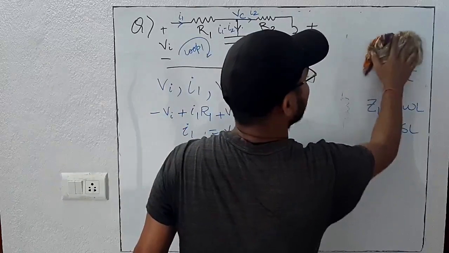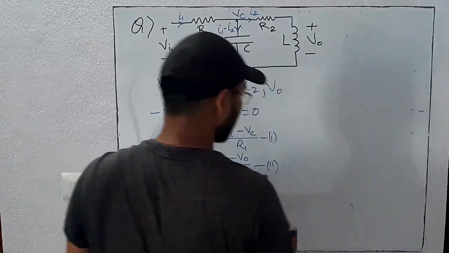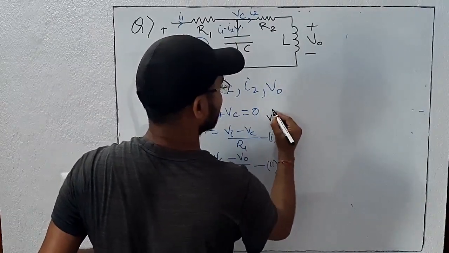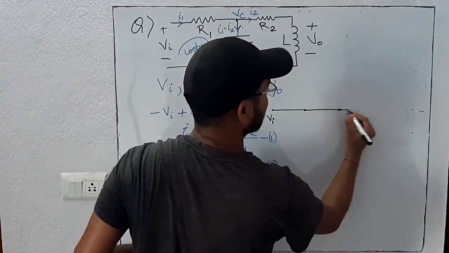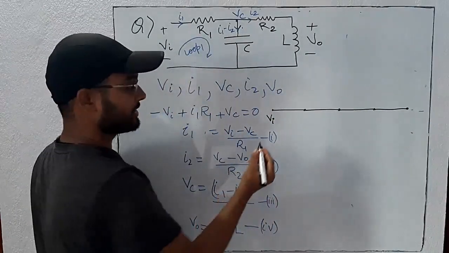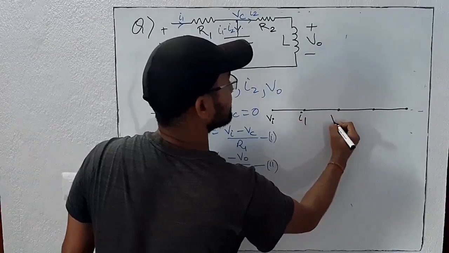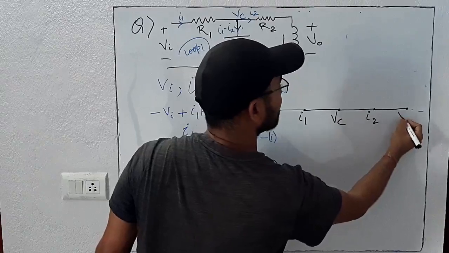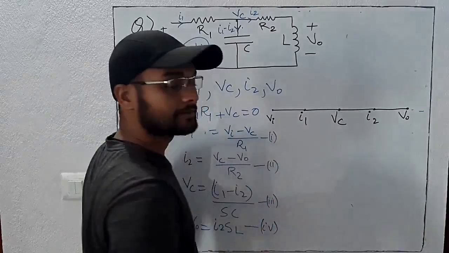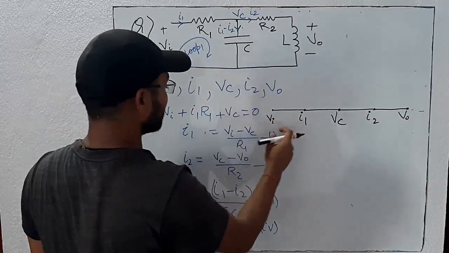So let's represent the signal flow graph here only. We will take a node for each variable. There are a total of 5 variables, so 1, 2, 3, 4, 5 nodes we will take. So this is Vi, and after that I1, Vc, I2, V0. Till here everything is fine. If you have any doubt, then you can ask in the comment box. Now we will represent the equations in the signal flow graph.